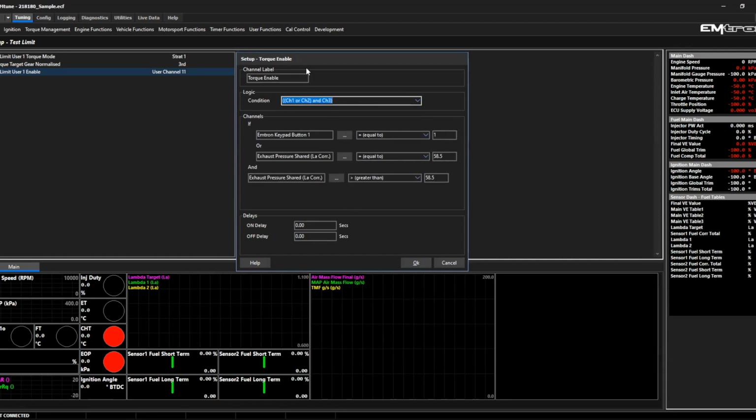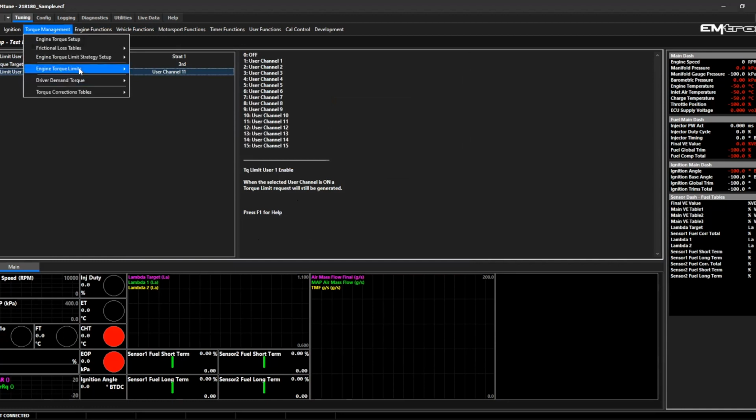We removed the 2-tab system, which had the delay time in the 2nd tab. I'm sure a lot of the support guys have had many a time where they had to go in and set up someone's on and off delays that they didn't realize were in effect with the user channel. So that's now on the same screen, which is much easier. All right.